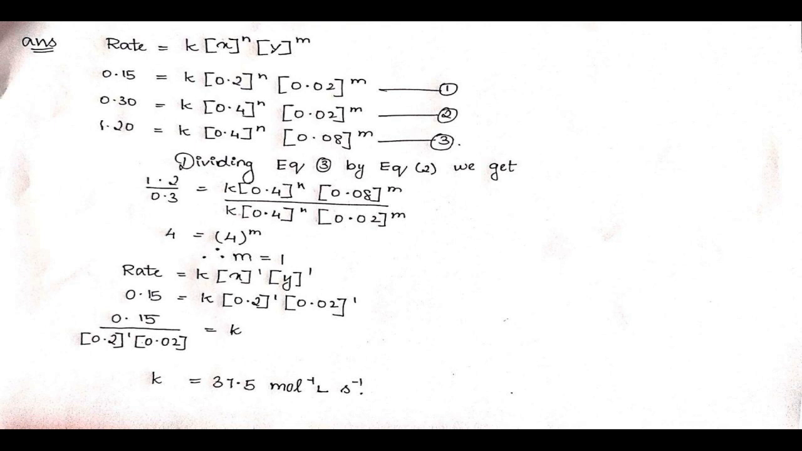0.15 is equal to k into 0.2 to the power 1 into 0.02 to the power 1. To determine the value of k, k is equal to 0.15 divided by 0.2 to the power 1 into 0.02 to the power 1. Therefore the value of k is 37.5 mol inverse L S inverse.